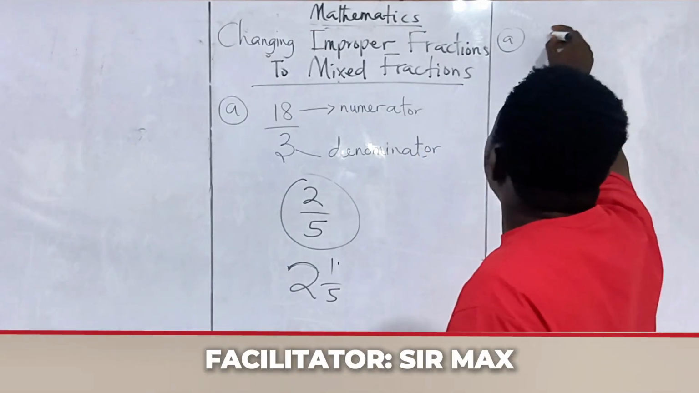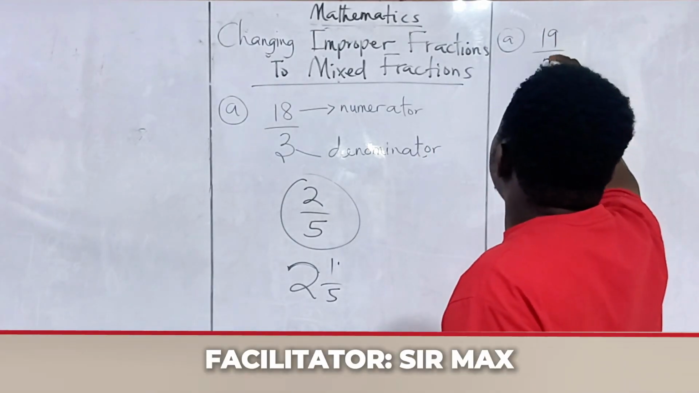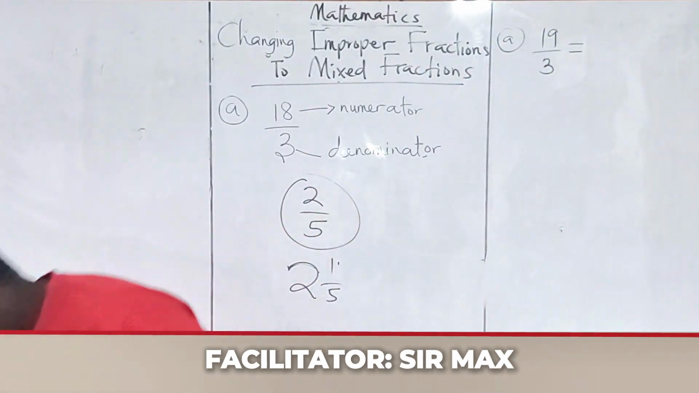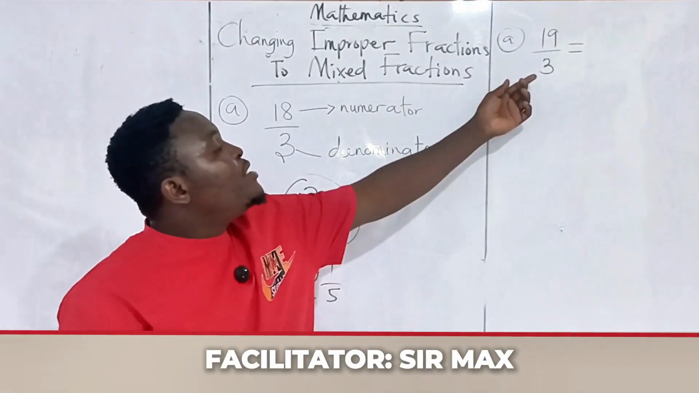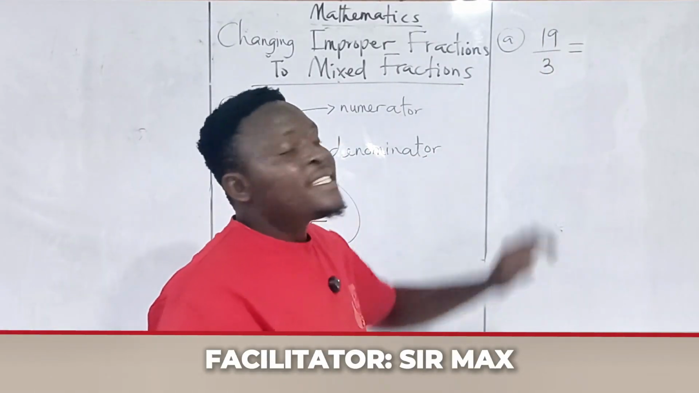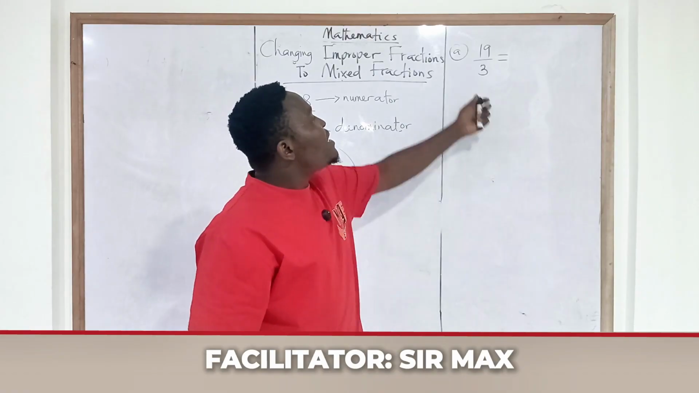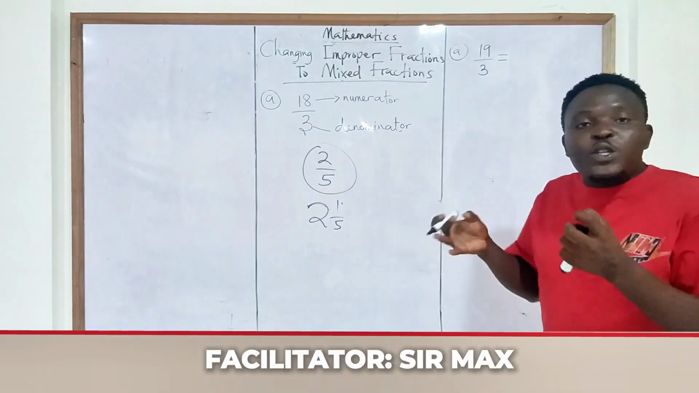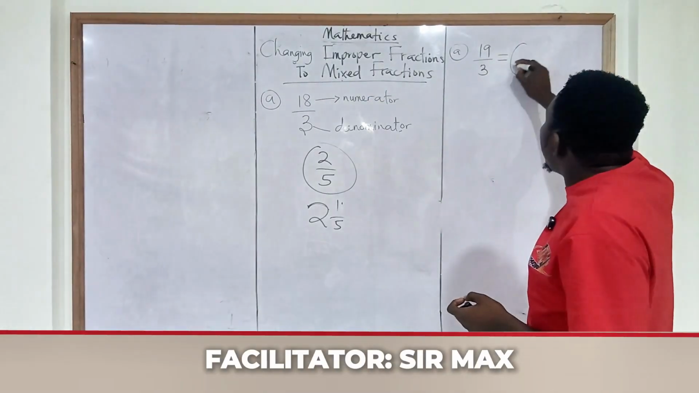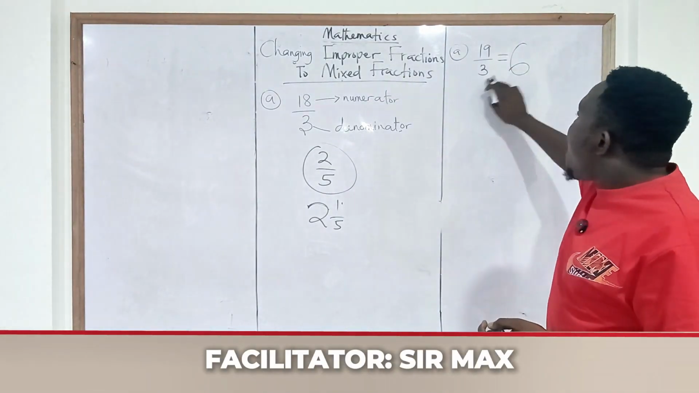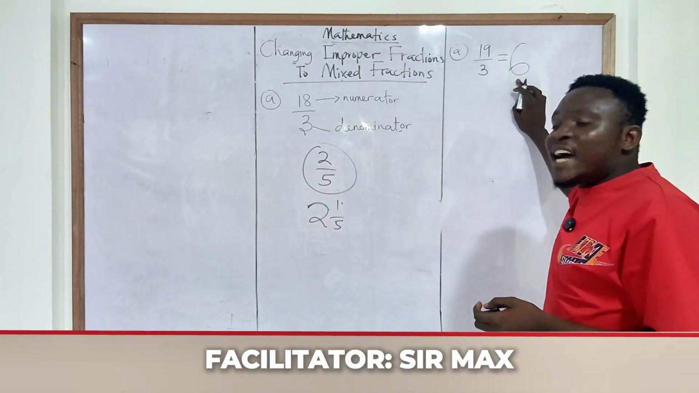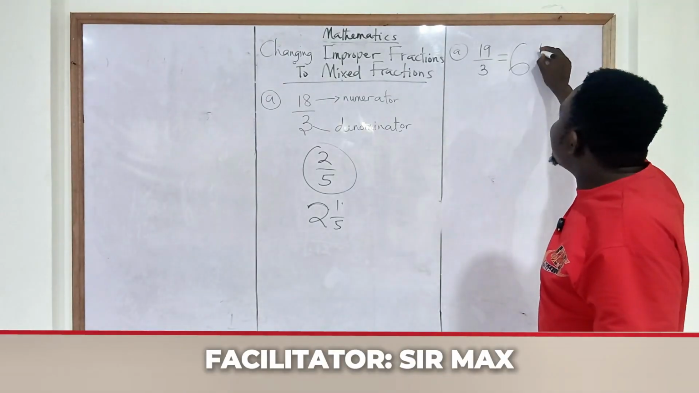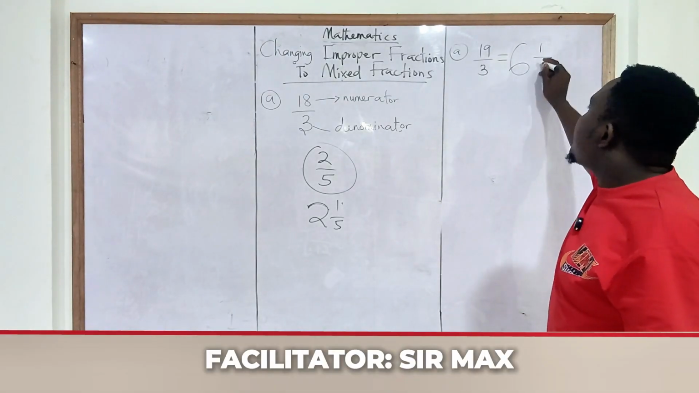So let's take an example like 19 over 3. We check how many times our denominator will divide the numerator. So 3 divides 19 6 times. How many times it divides becomes our whole number. So if 3 divides 19 6 times, what is the remainder? The remainder now becomes our numerator. So remainder 1 over our denominator.